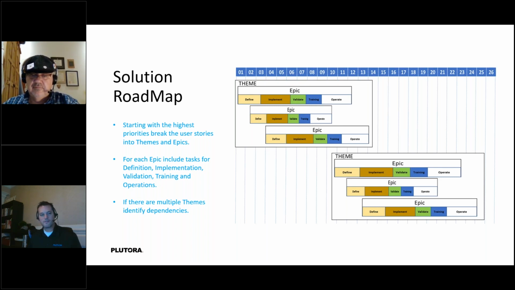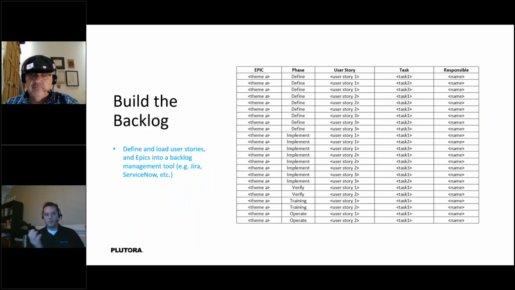Well, and that sort of follows from the prior session: once I know my goals and I have a general idea of what the epics are, then I can start to turn that roadmap into real work. So talk to me about creating real work from the roadmap. Yeah, so it's really just building a backlog similar to any other agile-driven project.